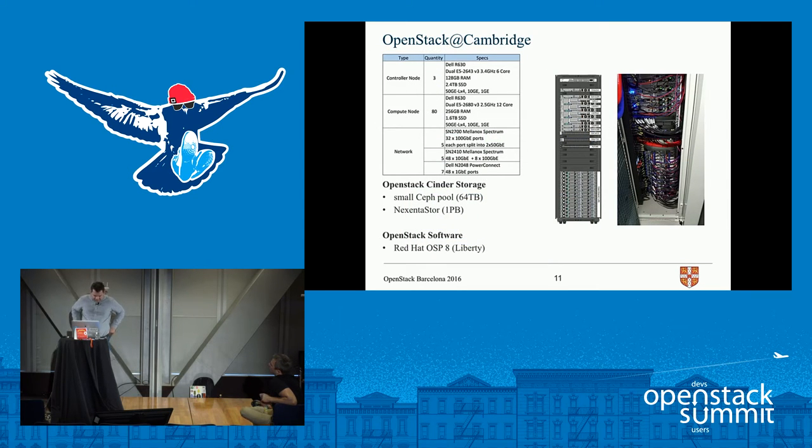So this is a specification of our OpenStack nodes. We've got 3 controller nodes and 80 compute nodes and 3 different types of networks. We've got a small Ceph pool for the Cinder backend and also for Glance. And then we have a large Cinder pool, which is actually 2 large Cinder pools using Nexenta store. And we use Red Hat OSP 8, which is essentially Liberty.